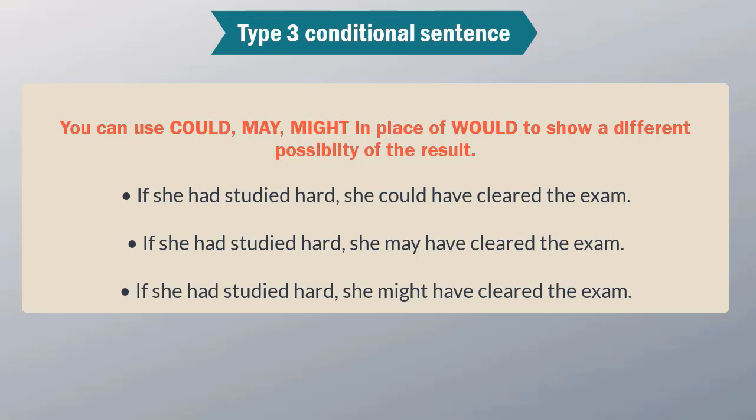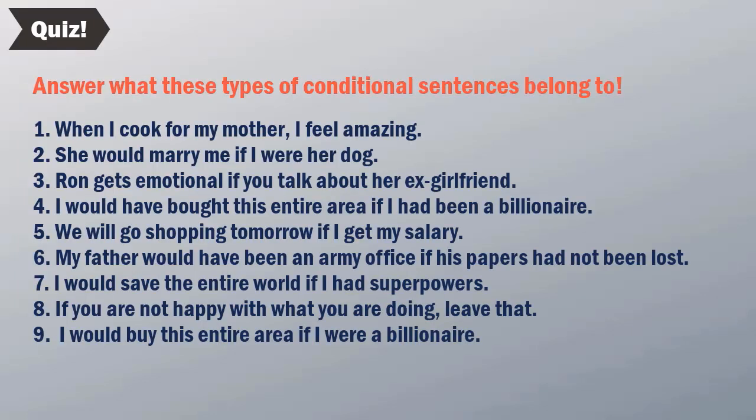So I'm pretty sure you've understood all these types of conditional sentences. Now let us check your understanding. So guys, on your screen are some sentences, and these are an amalgamation of all the conditional sentences we just learned today, right? What you have to do is find out what type of conditional sentence each one is and write it in the comment section below. So I hope you've done it correctly.